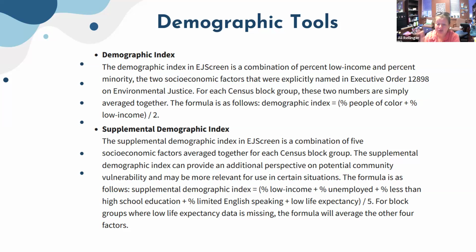So we take the 2 that came from the demographic index, and then we add some others. So now we have low income, unemployed, less high school education, limited English speaking, and low life expectancy divided by 5. You'll see things are still weighted similarly, and you'll have an average of these factors. So this is encapsulating more information into a similar demographic index. But if you're using these, you want to know what the factors are, what all was included, because these have different data going into them.